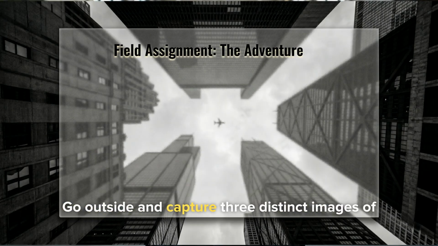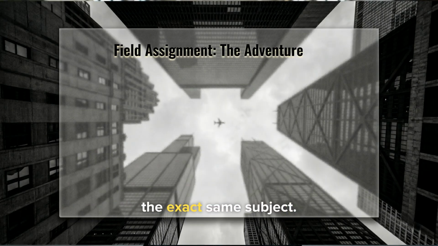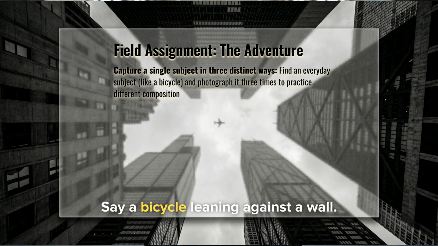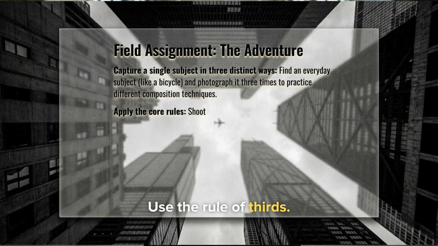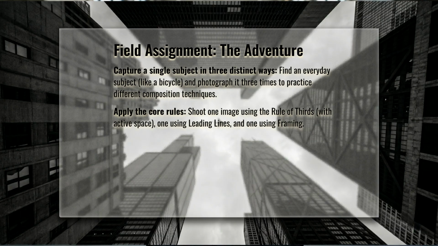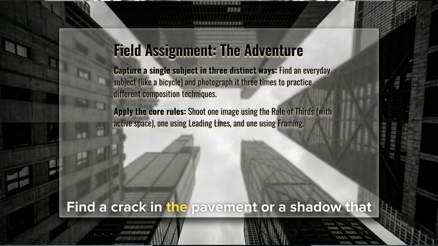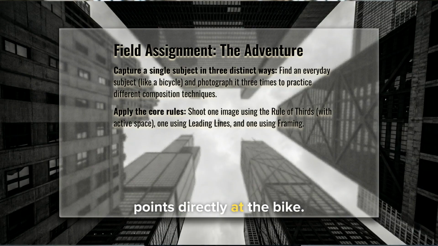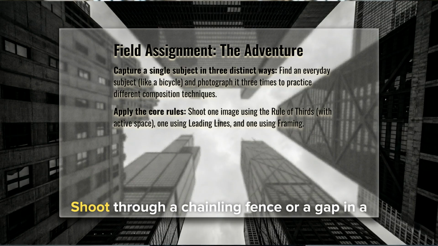Here's your field assignment. Go outside and capture 3 distinct images of the exact same subject, say a bicycle leaning against a wall. Image 1. Use the rule of thirds. Put the bike on an intersection point and leave active space. Image 2. Use a leading line. Find a crack in the pavement or a shadow that points directly at the bike. Image 3. Use framing. Shoot through a chain link fence or a gap in a hedge.